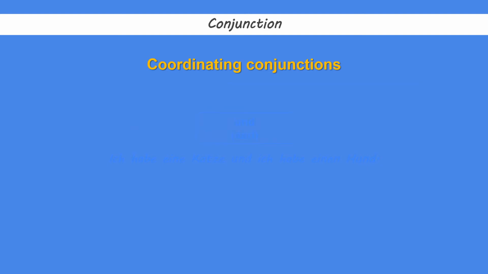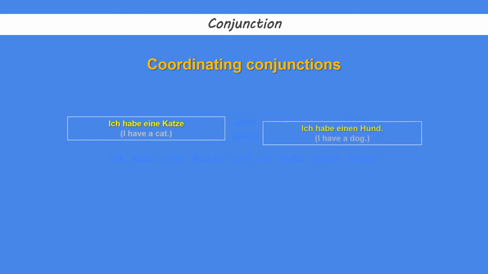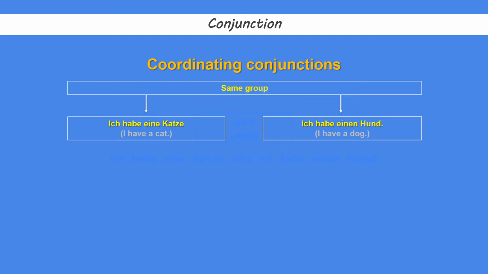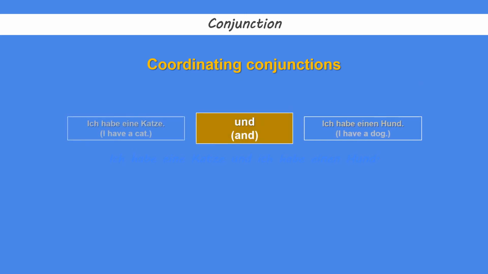Ich habe eine Katze. I have a cat. Ich habe einen Hund. I have a dog. Ich habe eine Katze und einen Hund.